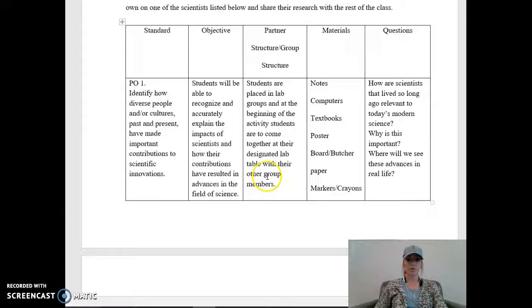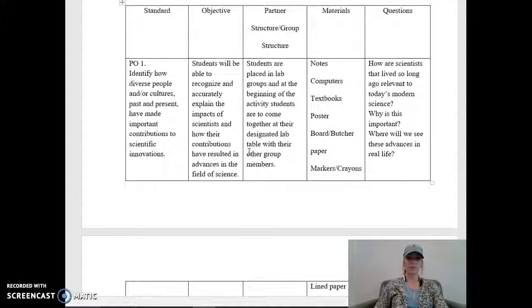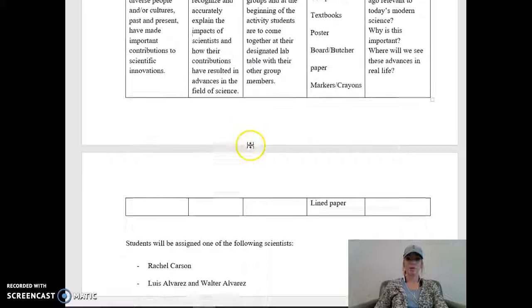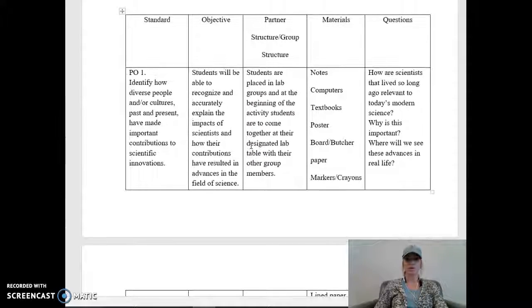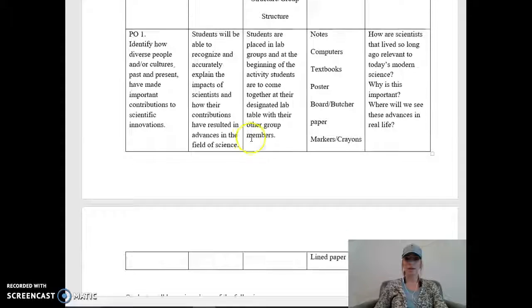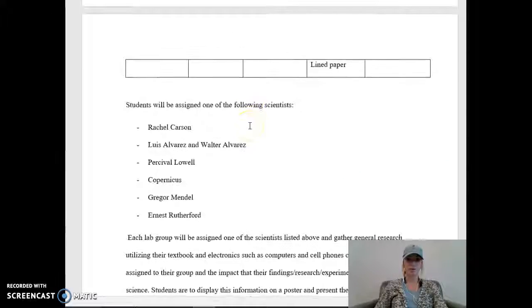The partner structure, group structure that the students will be working in is they are going to be placed in a lab group at the beginning of the activity, and they are to use this lab group to complete the assignment. The materials that are going to be used are notes, computers, textbooks, poster board or butcher paper, markers, crayons, and lined paper. So those are just the materials that are going to be needed, and then you can come back to that questions part.